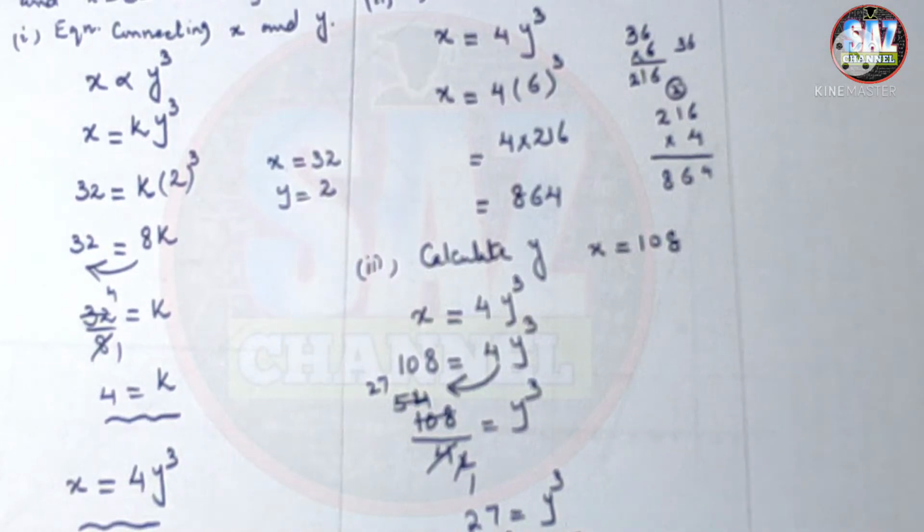What we have to do, we have to think about the number whose cube can give me 27 back. And now let me go up.